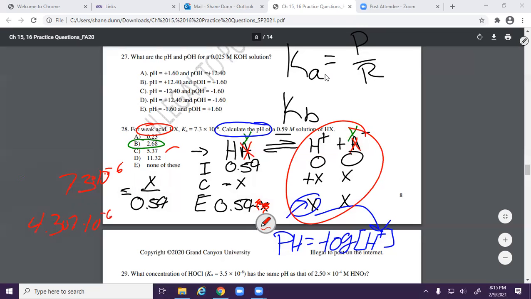Okay. I don't know how you got that, because I got something entirely different. Check your calculator again, because you're off by a lot. 7.3 times 10 to the negative 6 times 0.59. No, it's 5.9. That's why. Okay. We then are going to take the square root of that to solve for X. What's the square root of that? You might have to put parentheses into your calculator so you don't mess up.